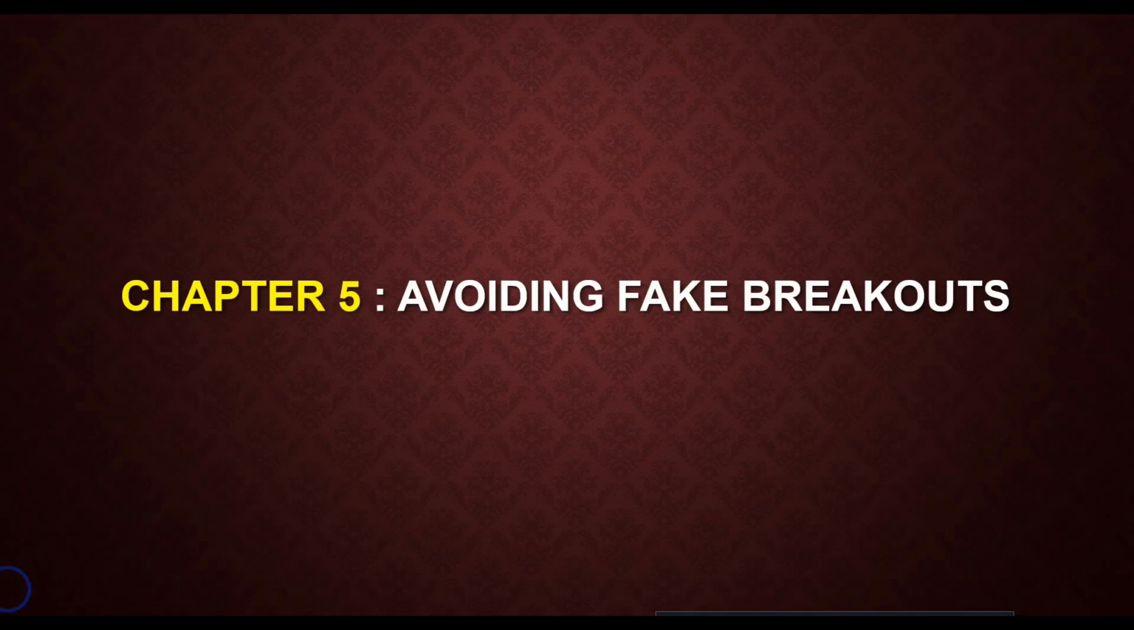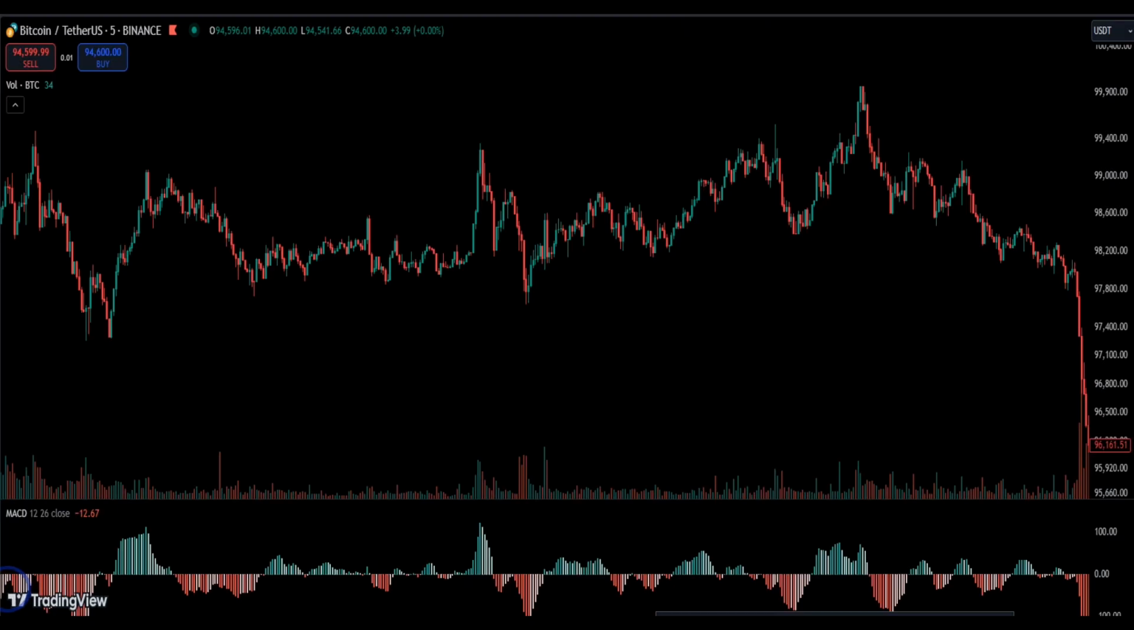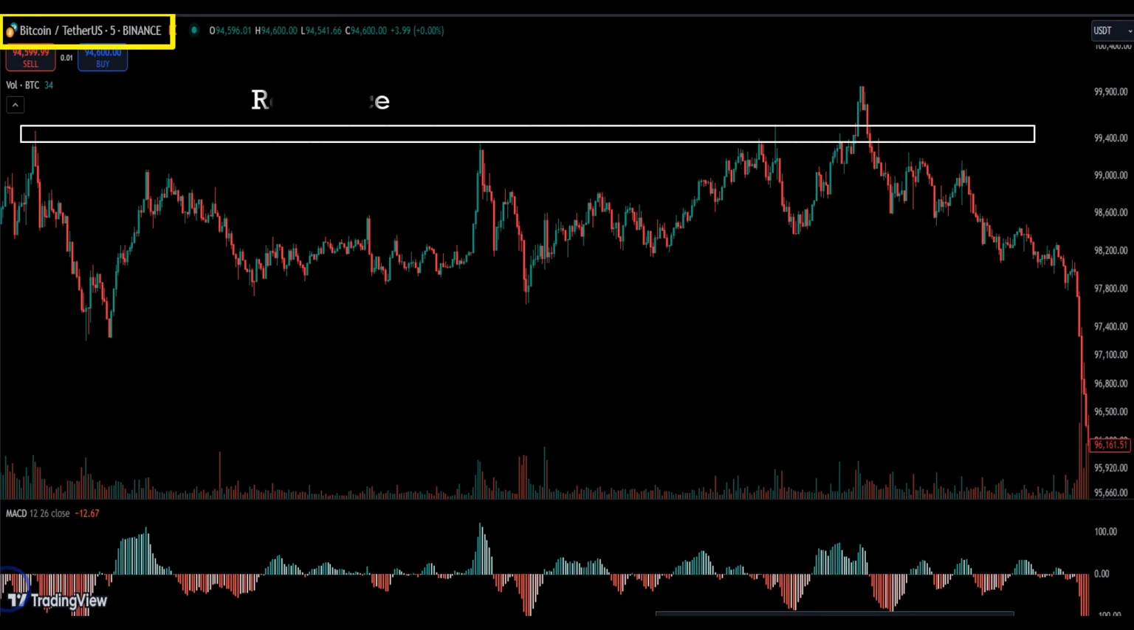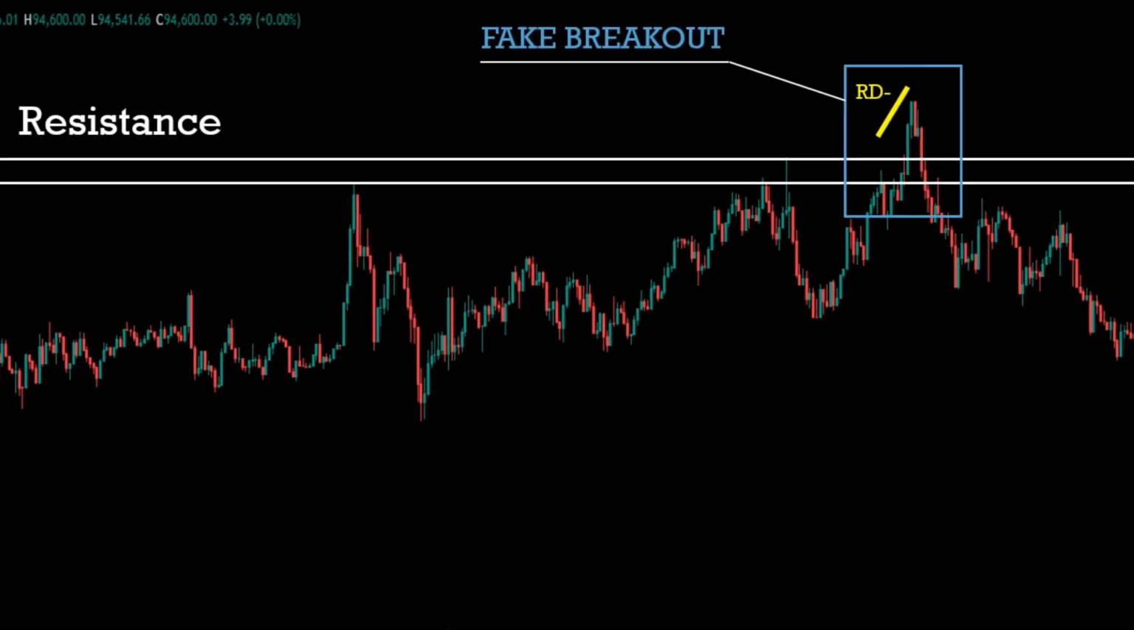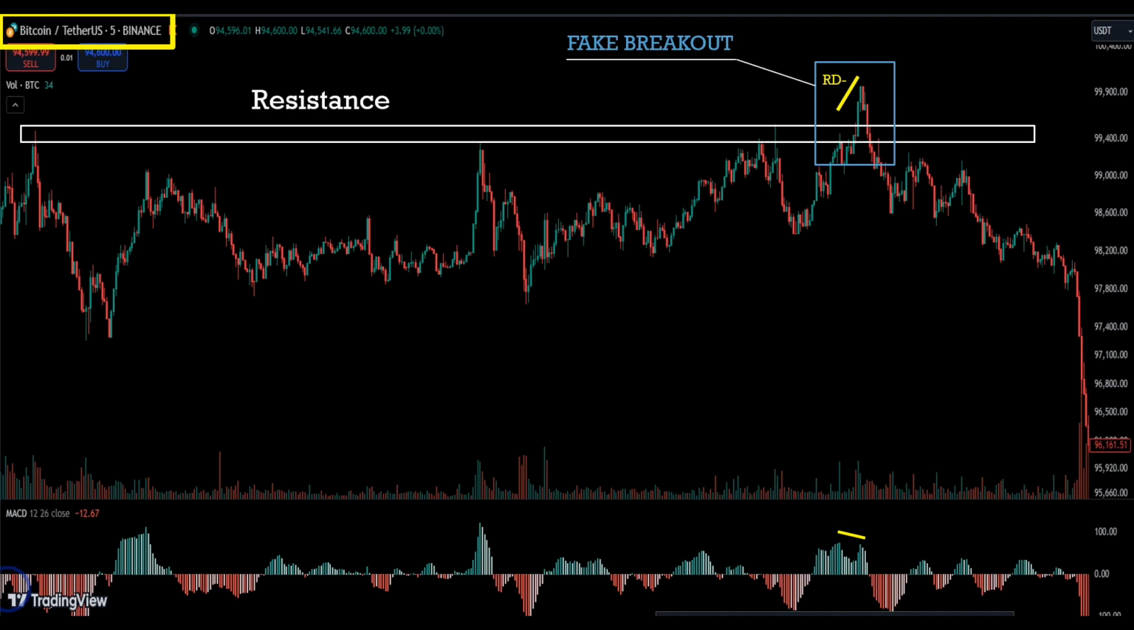Avoiding fake breakouts. In this Bitcoin to USD chart with a 5 minutes time frame, we observe a resistance level that has been broken. This breakout is accompanied by a negative regular divergence and a decrease in trading volume, indicating that the breakout is fake. By recognizing these signs, we can avoid falling for fake breakouts and use this evidence effectively in our trades.